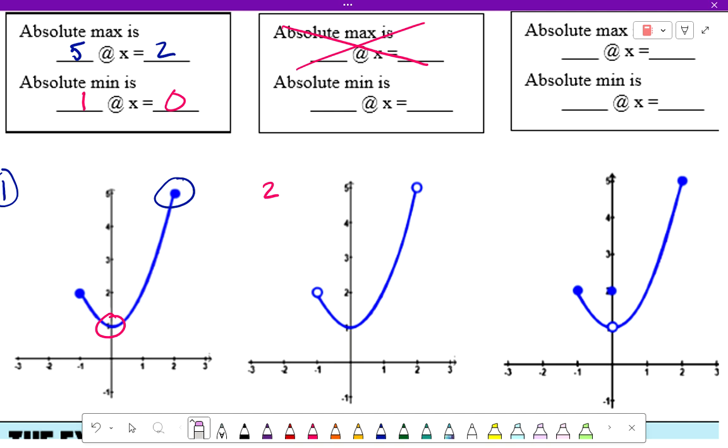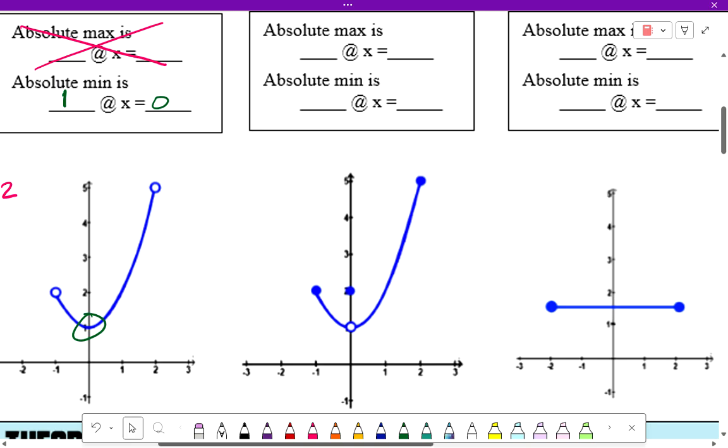What about the absolute minimum here? The absolute minimum is 1, and that is still happening at 0. Oh, that one I can find. It's right here. Looking at my next graph, the absolute max this time is 5 again. Yep, that's the 5. The max is at x is equal to 2.